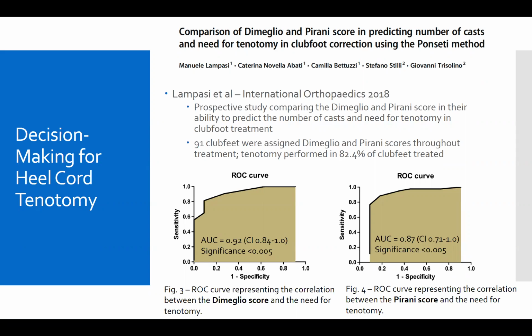They also found a good correlation between the Dimeglio and Pirani scores at initial presentation in predicting the number of casts these children needed throughout their treatment, again with slightly higher performance of the Dimeglio score. And they think this can be explained by the heel varus component and muscular abnormality components of the scores. These are specifically not looked at by the Pirani score, but they did find a significant contribution of those two metrics to the predictive model of the Dimeglio score in predicting the need for a tenotomy in these children.